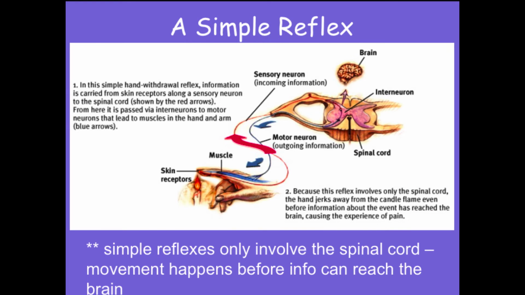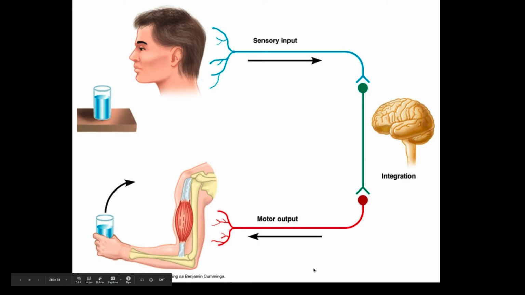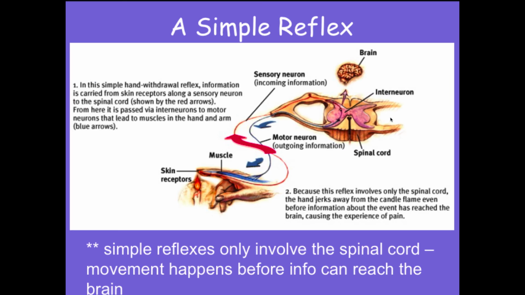Motor output, the ability to use the muscles to pick up the glass, that's the responsibility of our motor or efferent neurons. The exception to what we're talking about right now is a simple reflex. So you've been to the doctor, they've tested your reflexes. Simple reflexes only involve the spinal cord. Movement happens before information is able to reach the brain. So back here, right, we talked about the sensory information reaching the brain. That doesn't happen with a simple reflex.